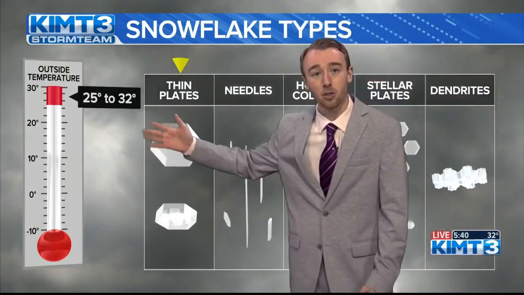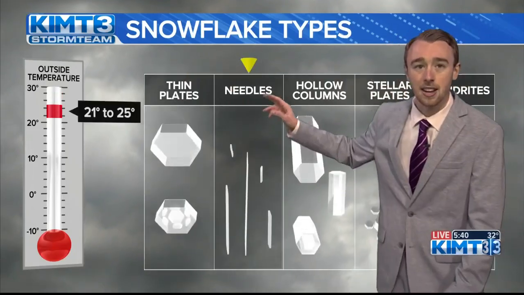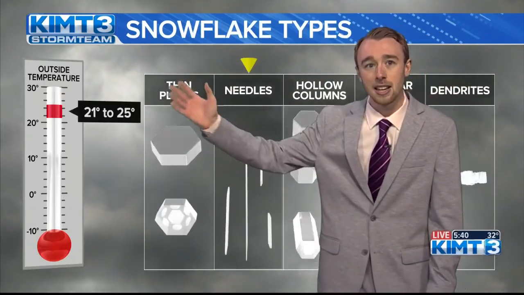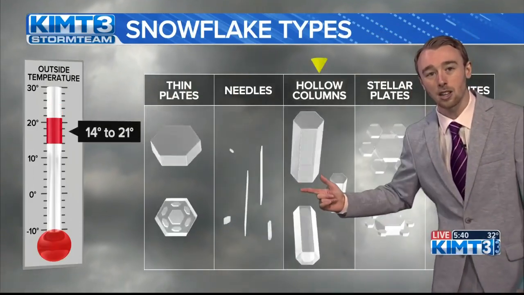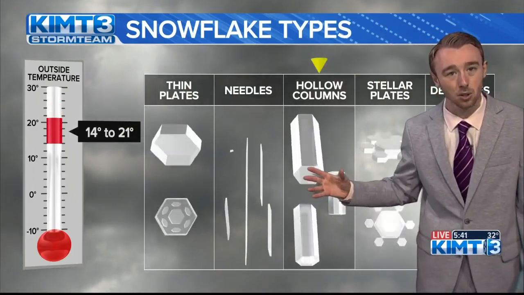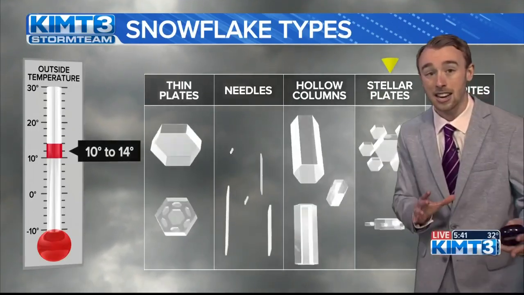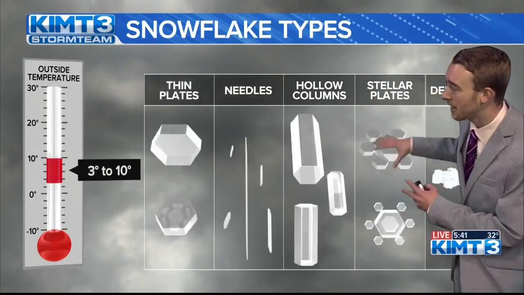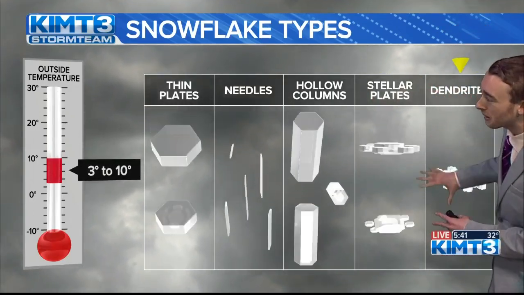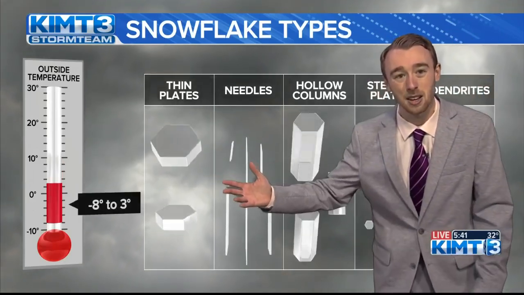When we have temperatures around 25 to 32 degrees, we start getting those thin plates, the needles a little bit lower than that, into those low 20s, around the mid-20s too. Hollow columns going down to the mid-teens to lower 20s. Then, of course, we get towards those stellar plates around 10 to 14 degrees above zero. And then we head to the dendrites, the more picturesque snowflakes. That's around 3 to 10 degrees above zero.